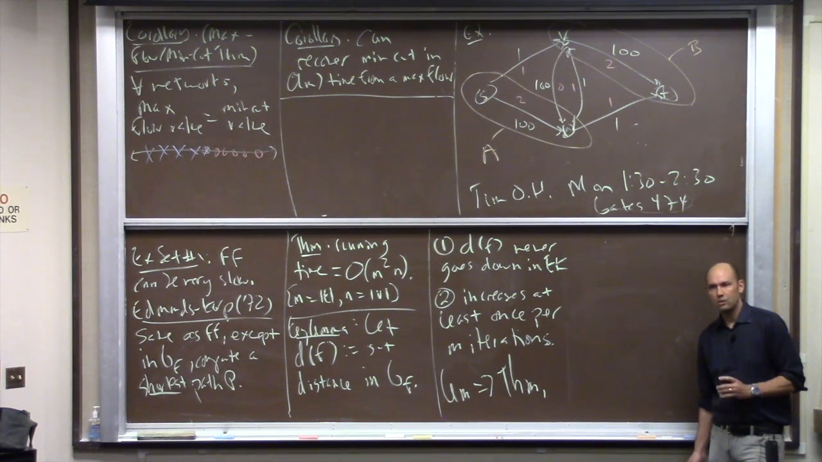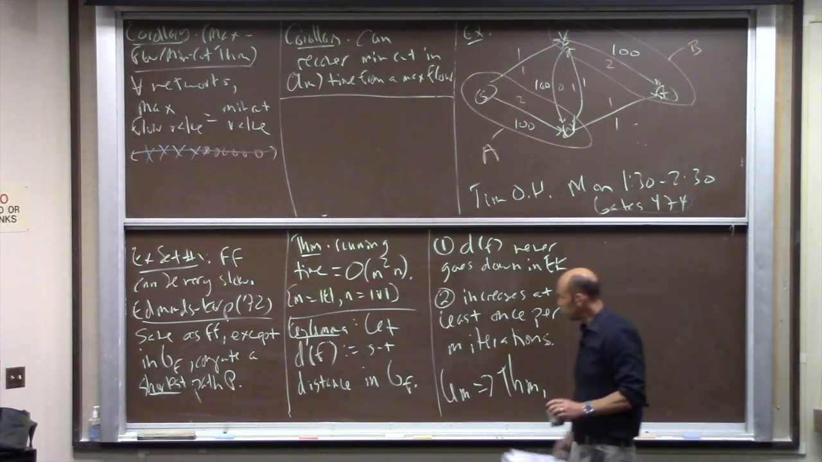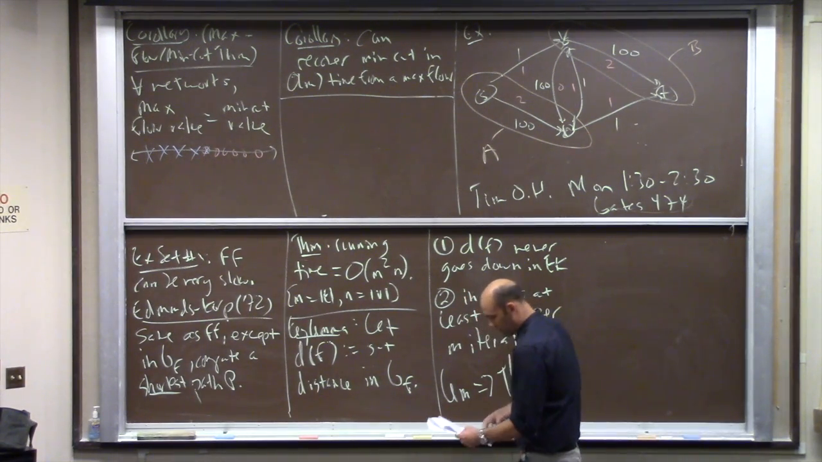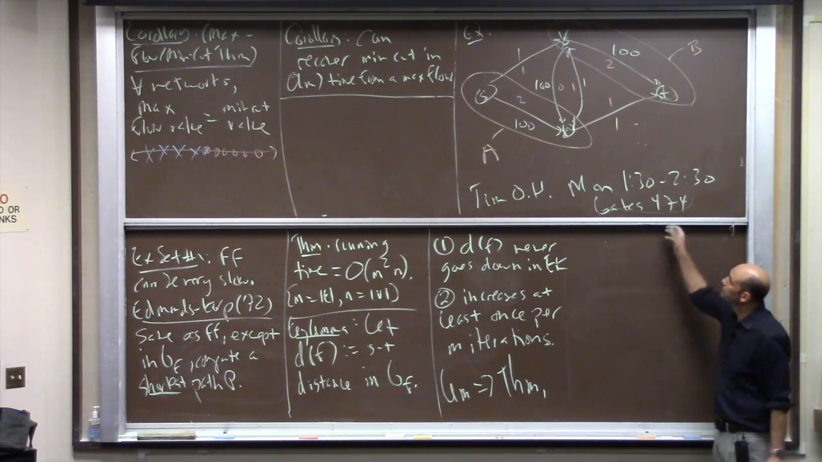Okay? So every iteration of Edmonds-Karp will be breadth first search, linear time, O of m time, O of m times n iterations. That's where the m squared n running time bound comes from. Okay? All right, so let's prove the lemma then.